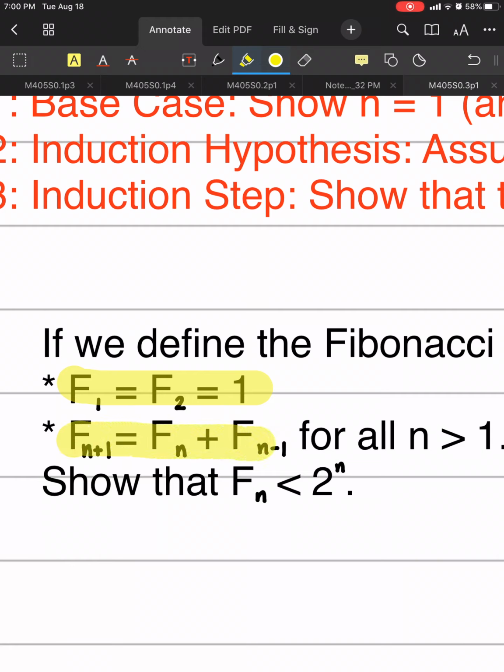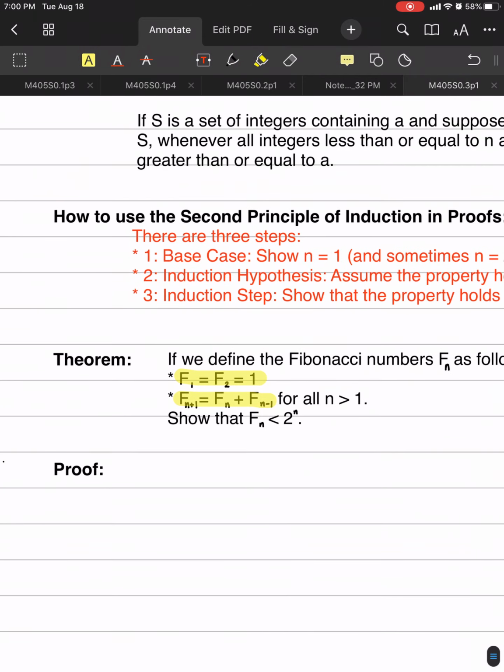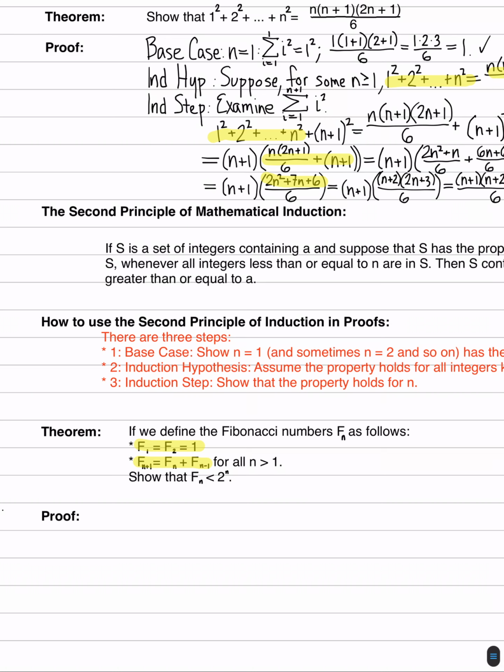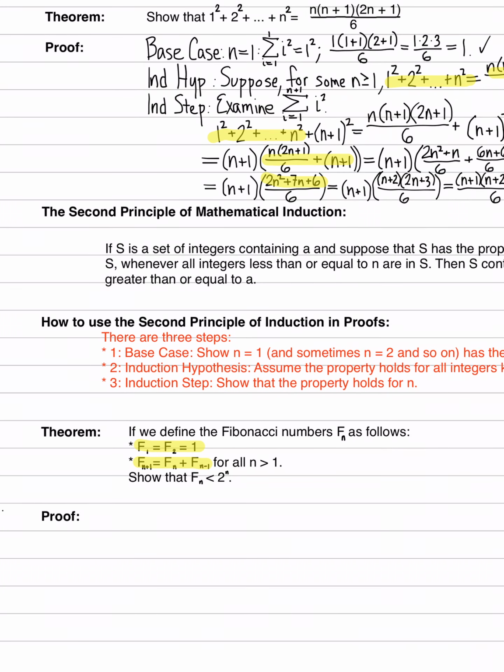And for any Fibonacci number after that, f sub n plus 1 equals f sub n plus f sub n minus 1. In other words, the two previous Fibonacci numbers you add together to get the next Fibonacci number. And this is just what everybody's familiar with as far as how Fibonacci numbers work.